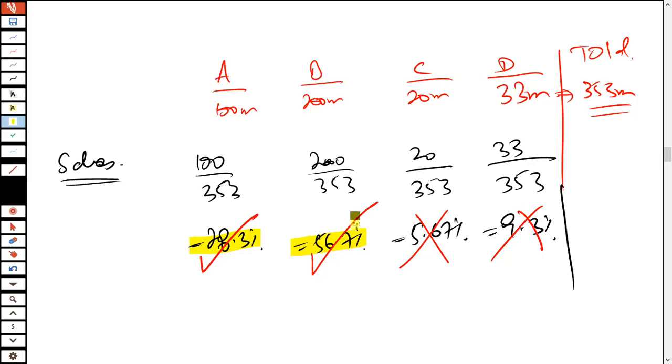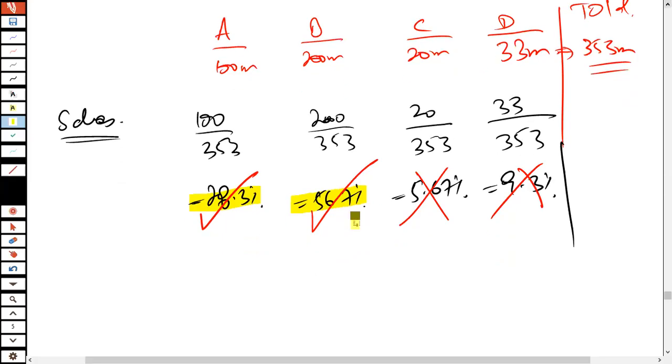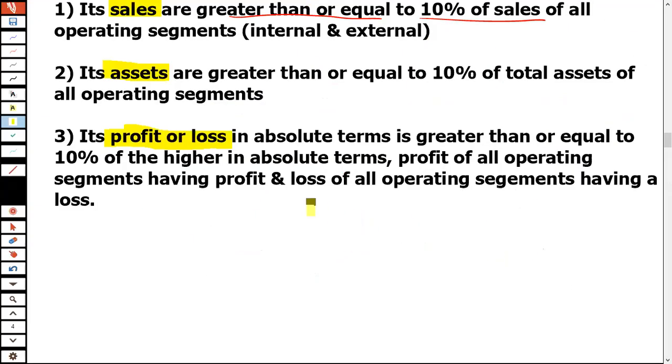Now what next is there? Let's move a bit forward and discuss further. The next situation is, it says its assets are greater than or equal to 10% of total assets of all operating segments. The same thing that you have to do, you have to calculate total assets and compare the assets of the operating segments with total assets, and you have to see if it is greater than or equal to 10%, then it becomes a reportable segment. I repeat, then it becomes a reportable segment.